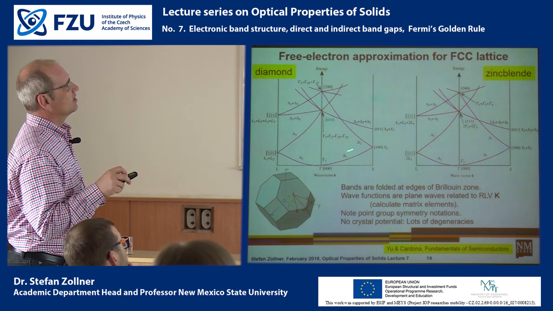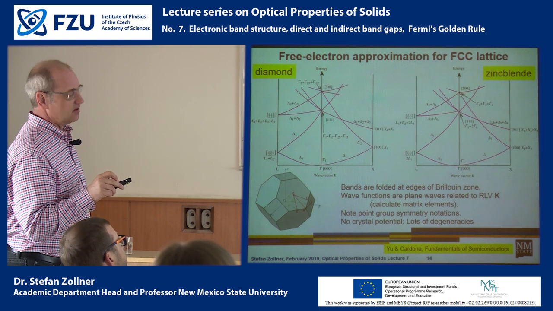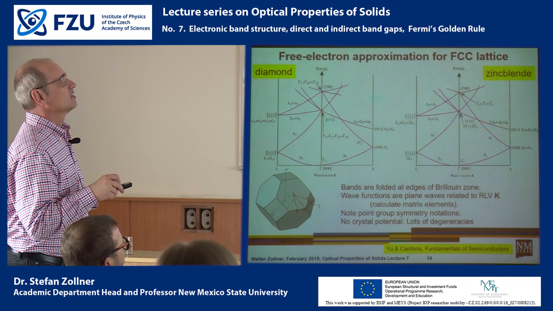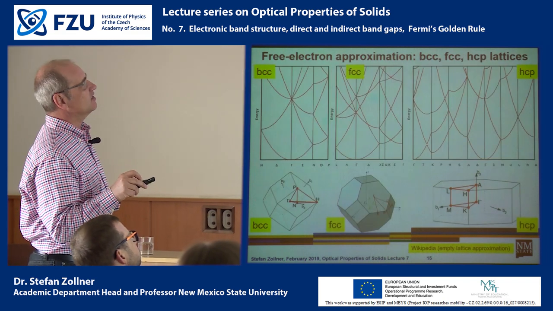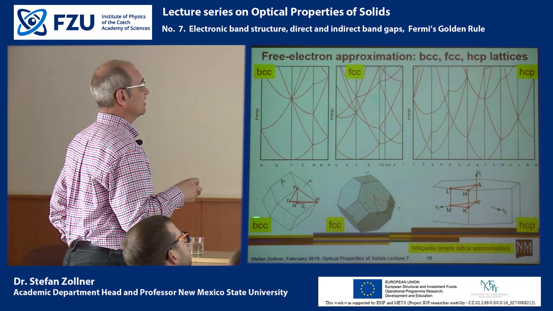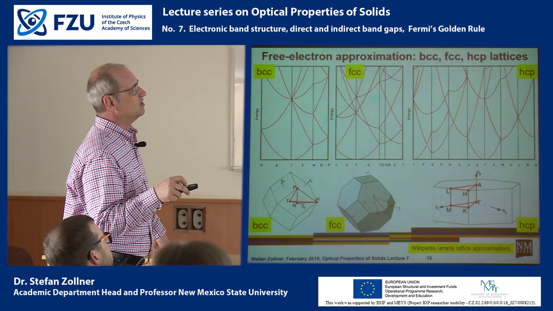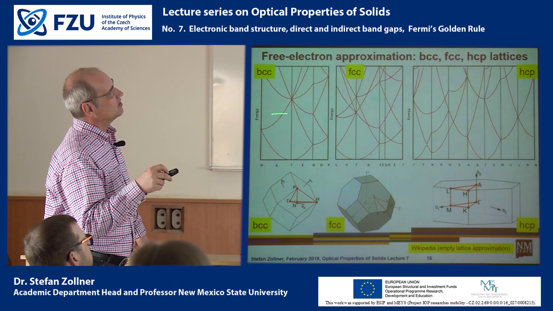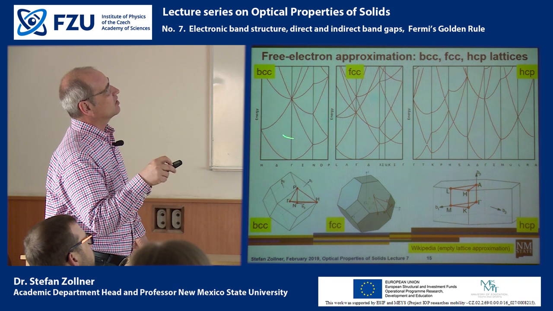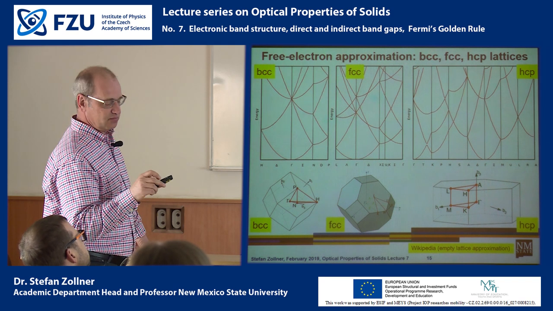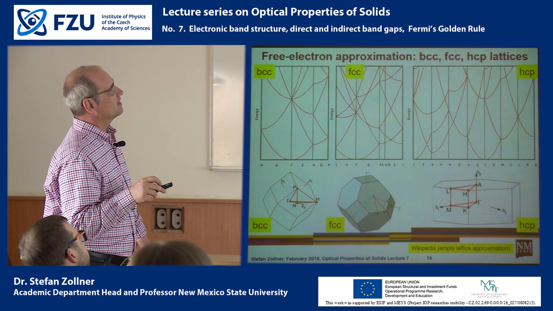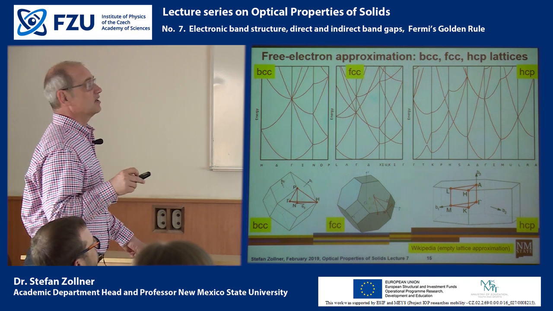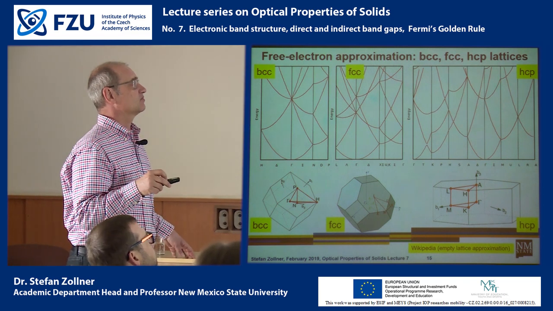And together with the group theoretical notations for these semiconductors. So that is for FCC. Well, what if you have a crystal which is not FCC? What if you have BCC or HCP crystals? In Wikipedia, you see empty lattice band structures also for other types of crystals. And all of that can be calculated within the approximation that the potential energy is zero.